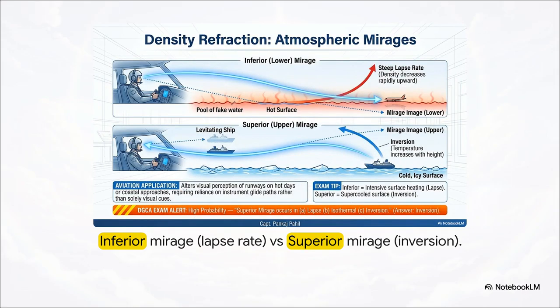Still under the umbrella of refraction, we have atmospheric mirages. These are caused by light bending through air layers of entirely different densities. The concept breaks down into inferior and superior mirages. An inferior mirage happens with a steep lapse rate over a hot surface, like when you see fake water on a runway. A superior mirage happens with a temperature inversion over a cold surface, making objects, like ships for instance, appear to levitate. Your aviation application here is that this severely alters your visual perception on approach, requiring a heavy reliance on your instruments. The exam tip is very direct. Inferior equals lapse rate, superior equals inversion.